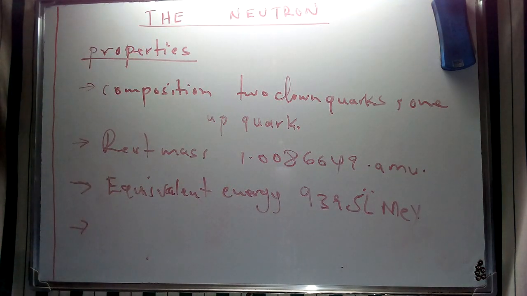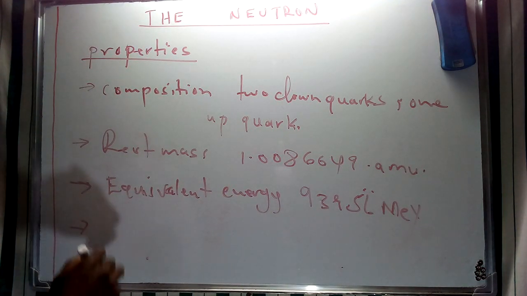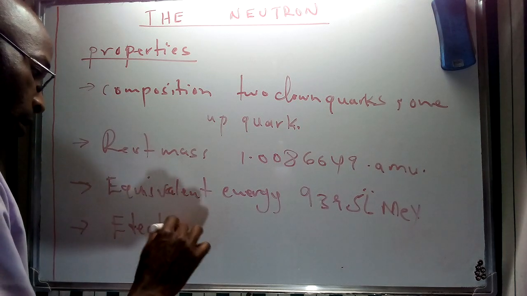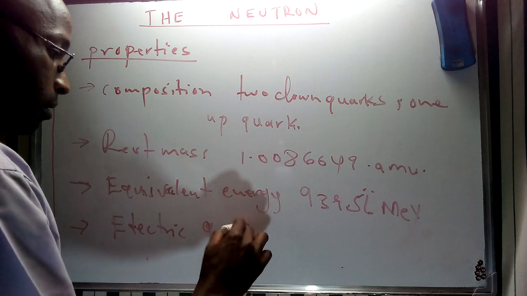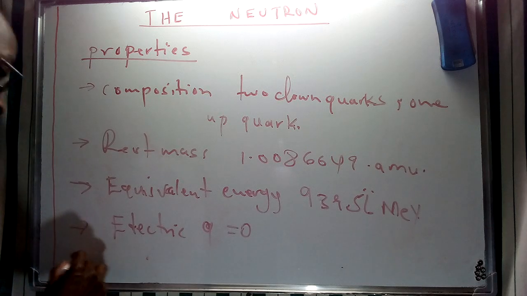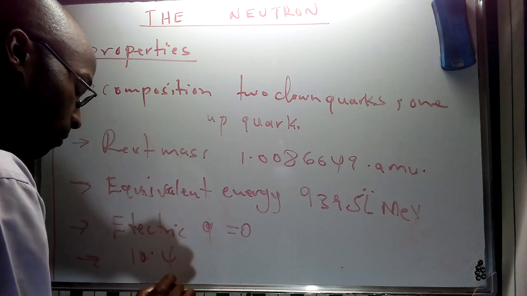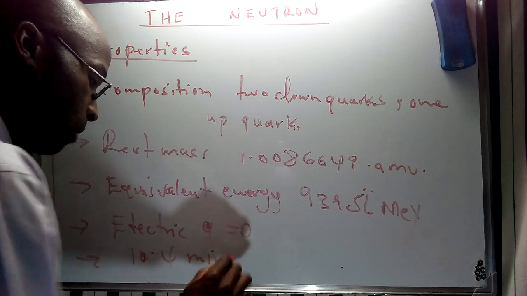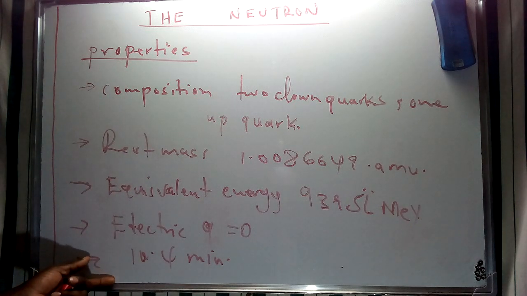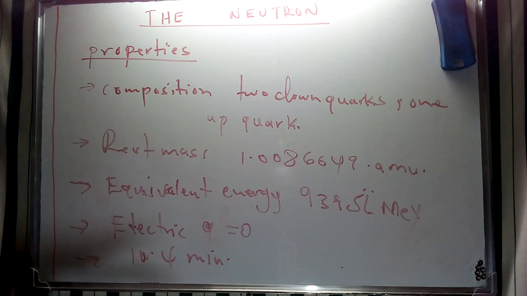Another of its characteristics is of a charge, which we have mentioned. So electric charge, which we have mentioned that it is basically equivalent to 0, and a half-life of course, this is outside the nucleus. This is going to be a half-life of 10.4 minutes, and then we can be able to see that it's going to have a specific or a characteristic decay scheme, which we are going to mention later in our discussion.